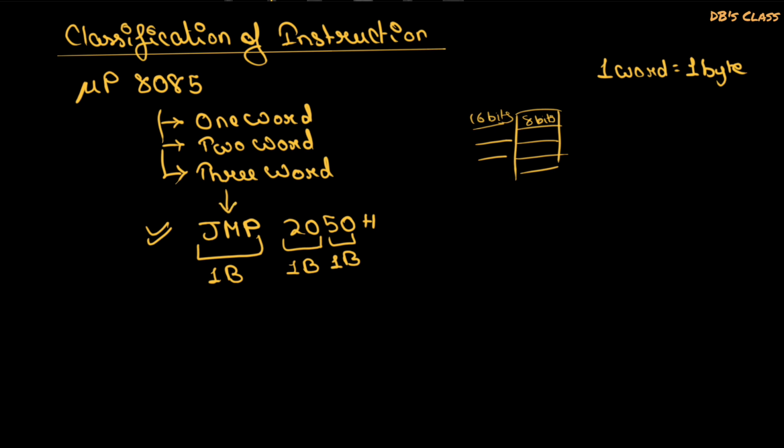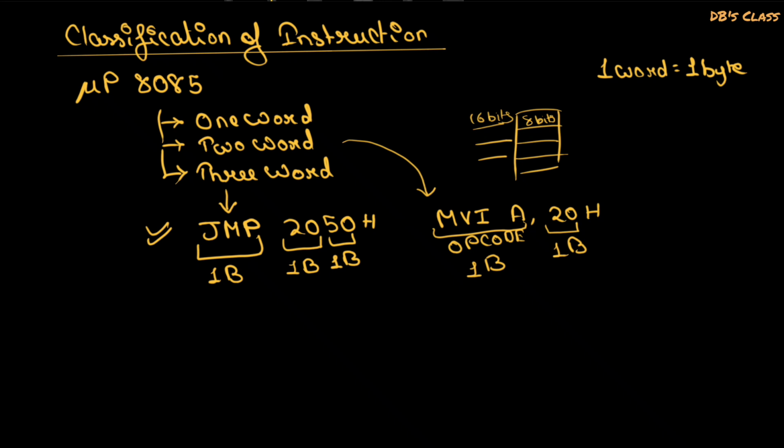Now if we consider MVI A, 20H, this basically means move the data 20H to the register A, which is the accumulator. The opcode will occupy 1 byte of memory and this 20 will again occupy 1 byte of memory. So this is an example of a 2 word or 2 byte instruction.